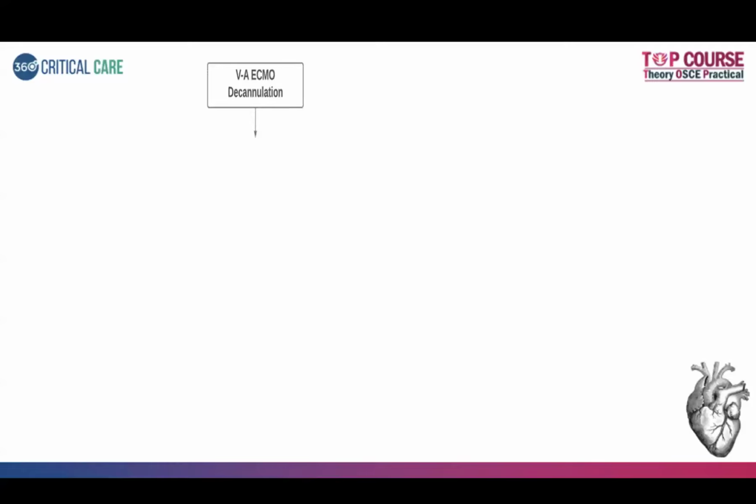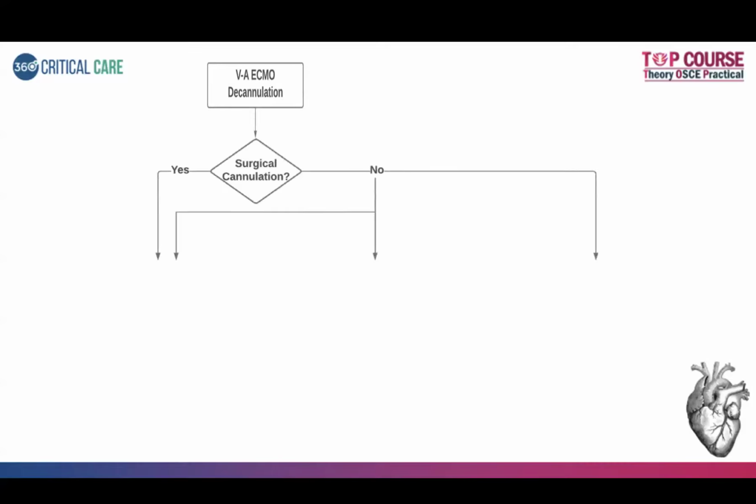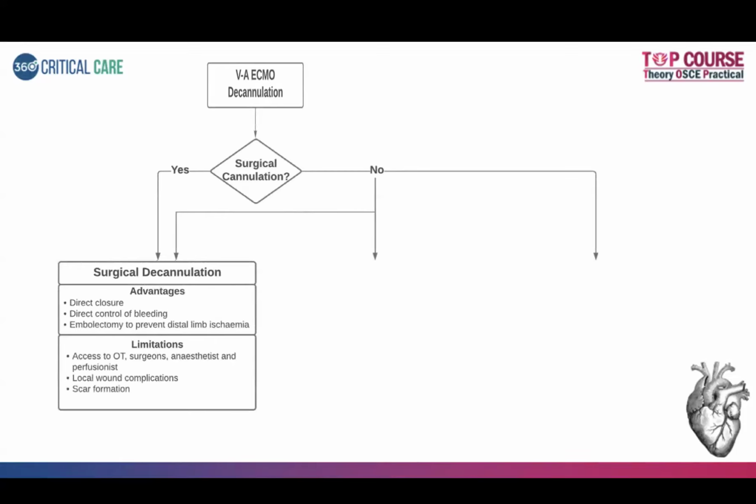So once the weaning has been successful, the next step is decannulation. How you go about decannulation is, you assess whether it is a surgical cannulation or not. If it is a surgical cannulation, then you can go ahead with surgical decannulation. The advantage is there will be direct closure, direct control of bleeding, and embolectomy can be done if needed to prevent distal limb ischemia. But you need to do this only in an operation theater, and there is a risk of local wound issues and scar formation.